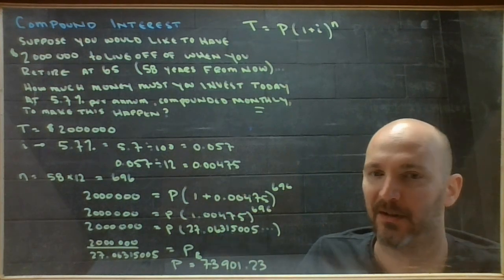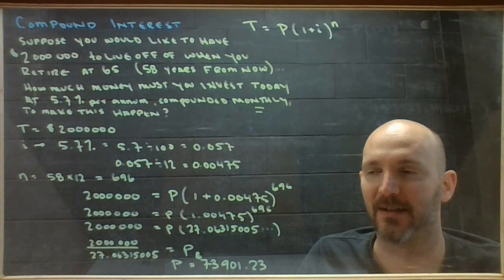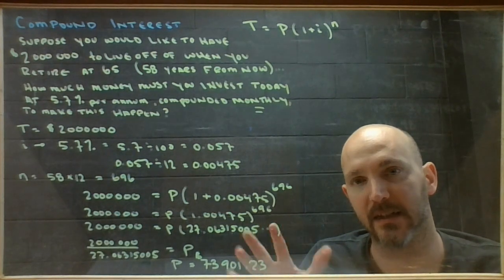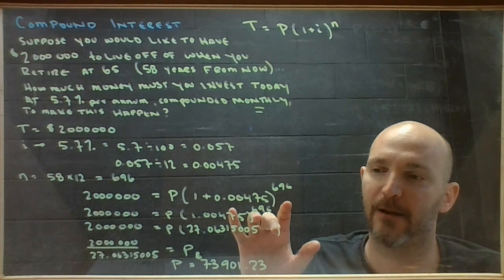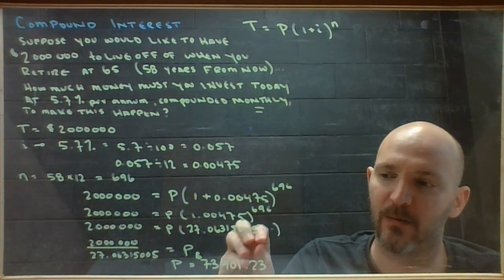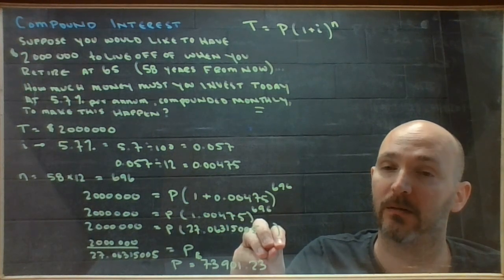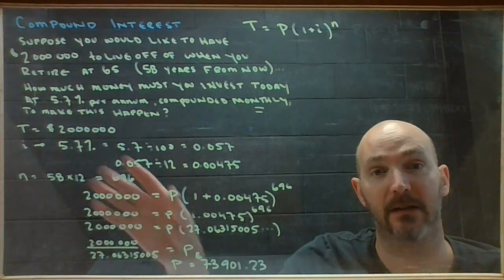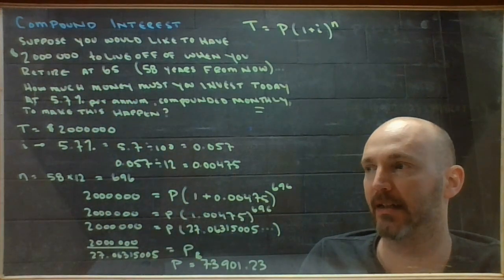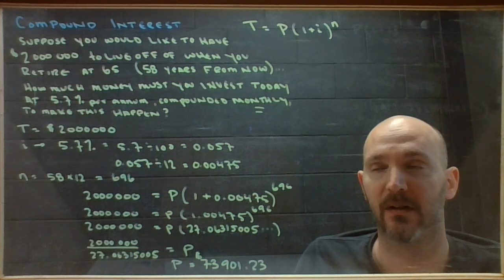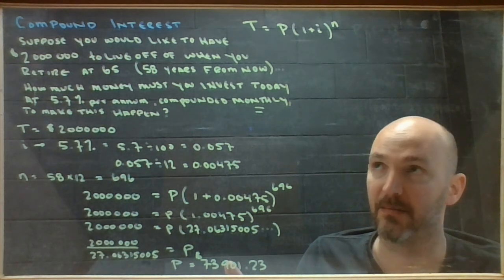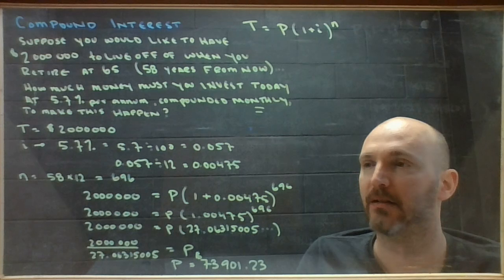Now, who has $74,000 lying around? But the idea is you can put money away now and then live off it later. And that's the entire idea behind pensions, or your CPP, that is a pension plan.